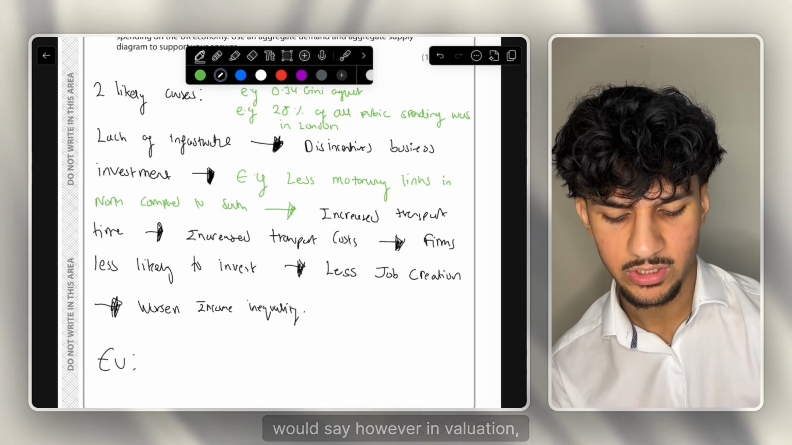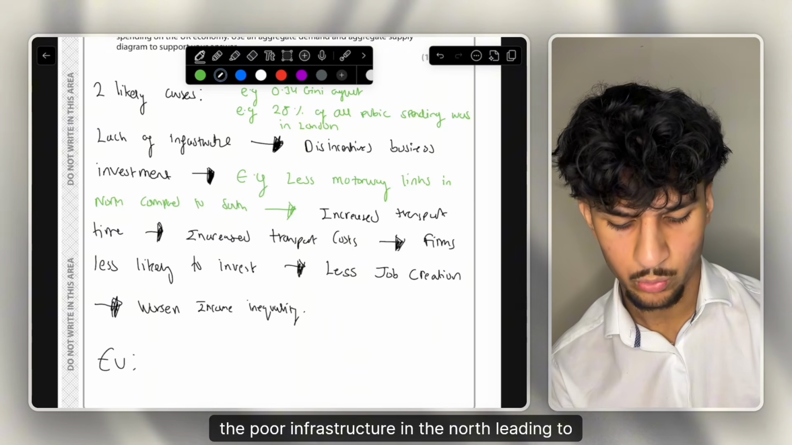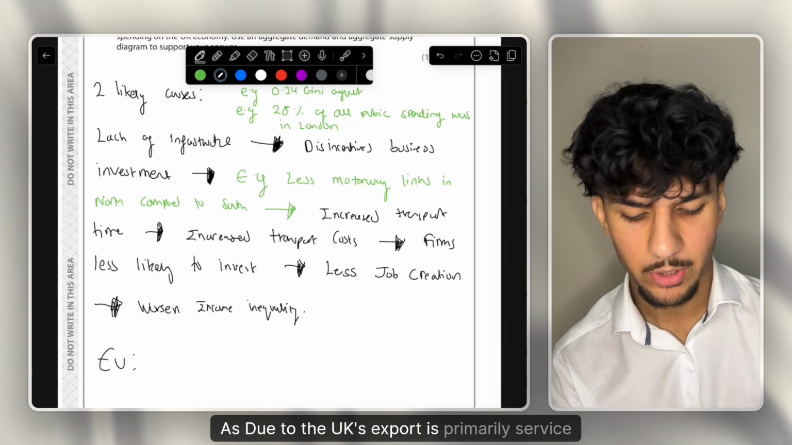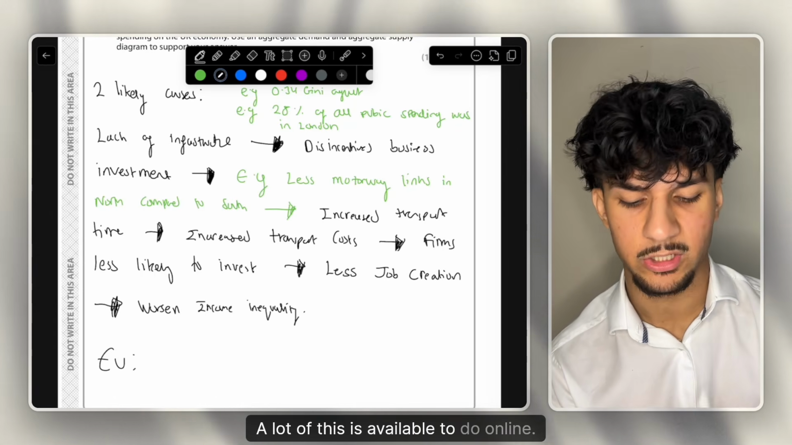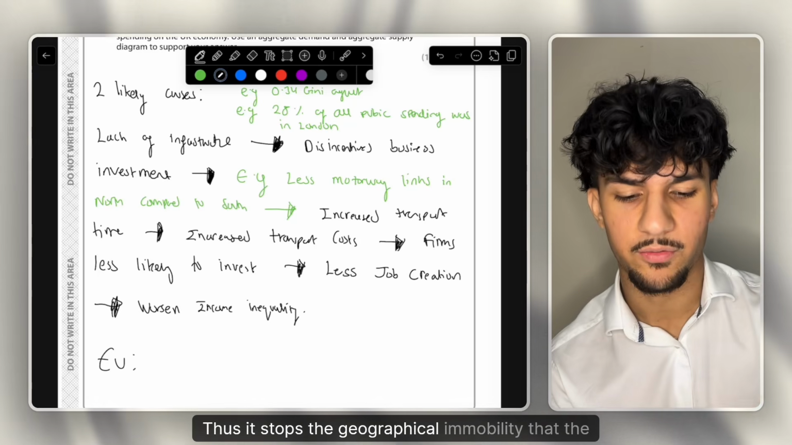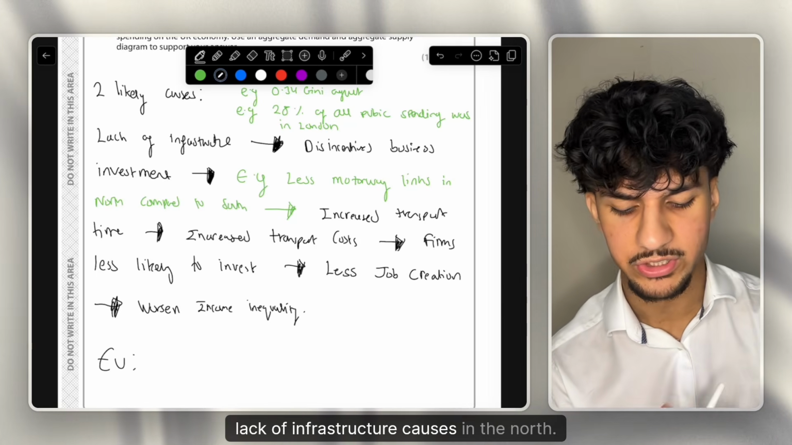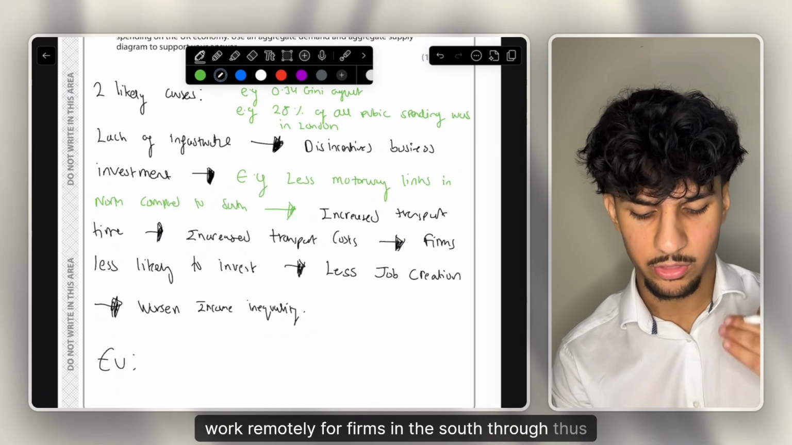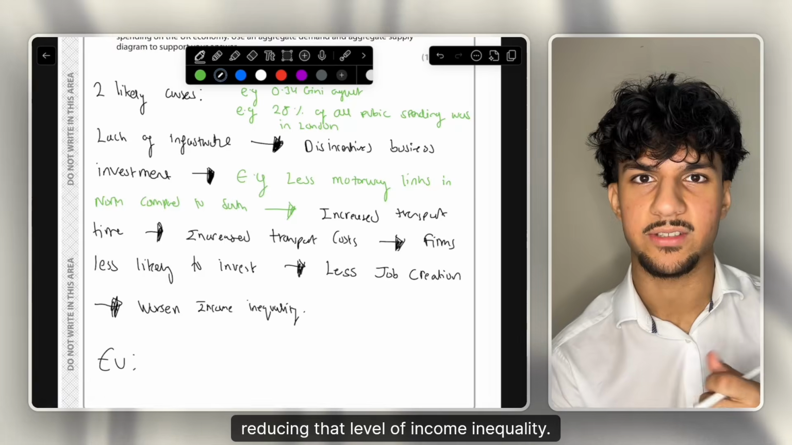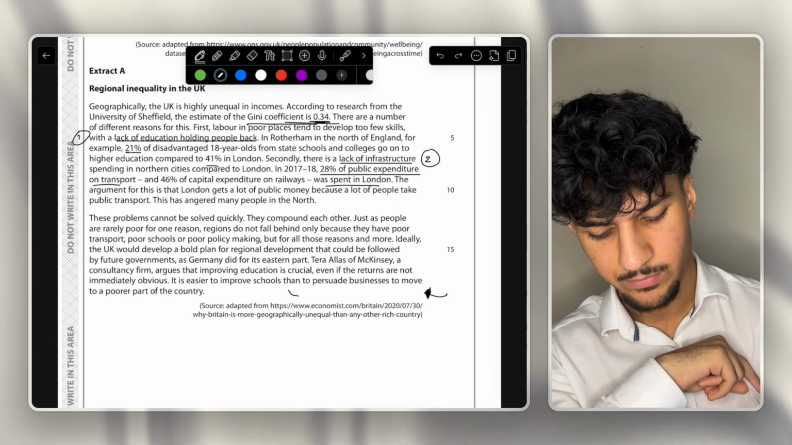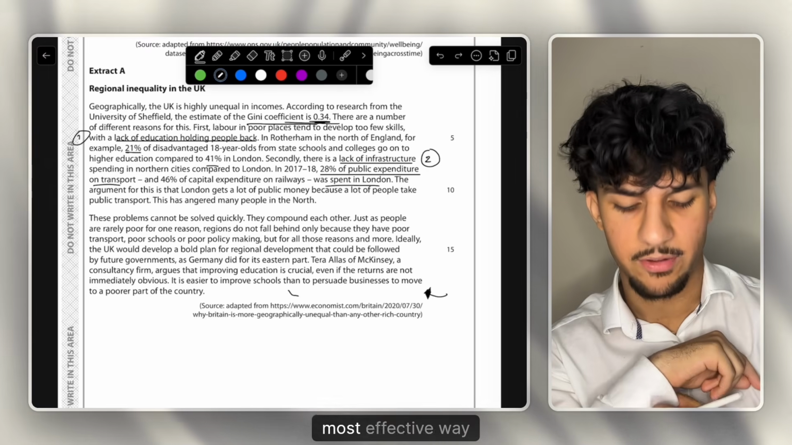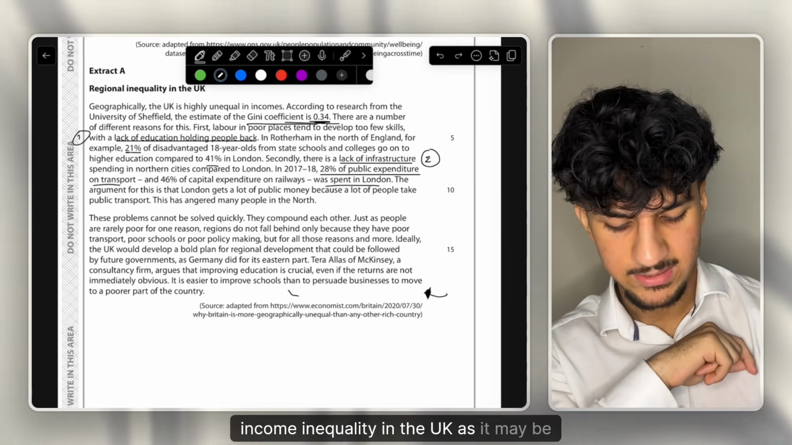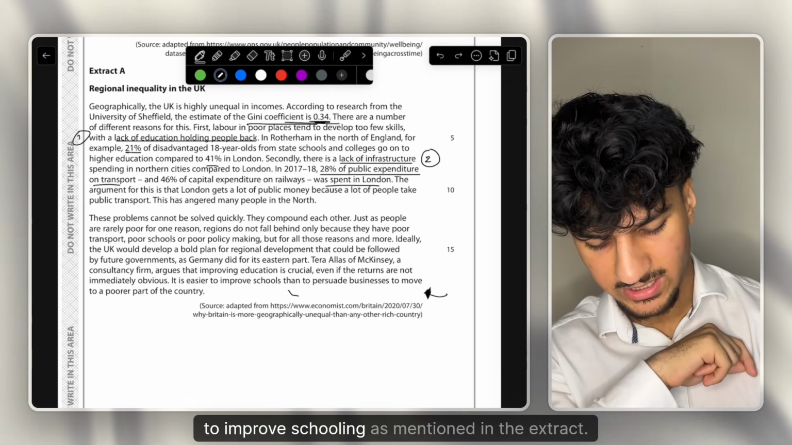I would say, however, in evaluation, the poor infrastructure in the north leading to worsened income inequality is dependent on technological change. As the UK's exports are primarily service-based, a lot of this is available to do online, thus it stops the geographical immobility that the lack of infrastructure causes in the north. Thus individuals living in the north can work remotely for firms in the south, reducing that level of income inequality. You see how in evaluation, improving infrastructure may have an opportunity cost, and may not be the most effective way to improve income inequality in the UK, as it may be better to improve schooling, as mentioned in the extract.